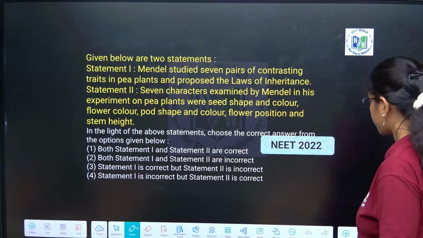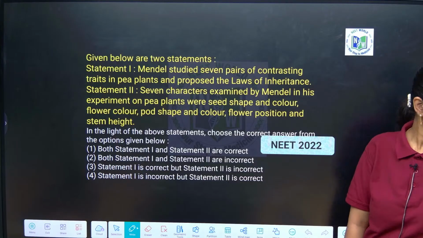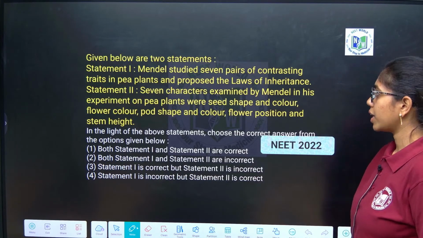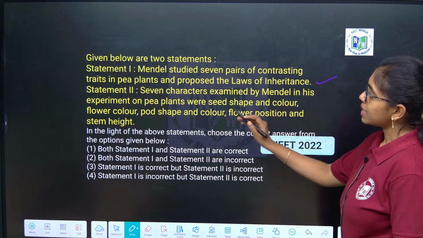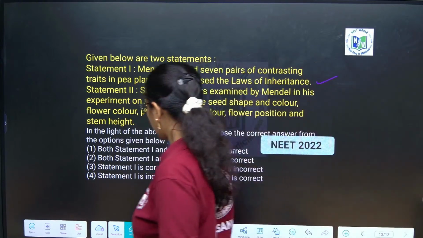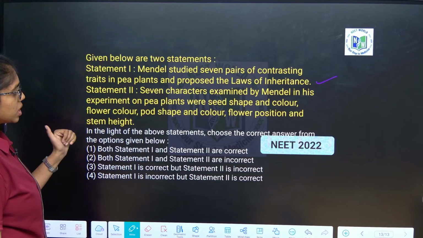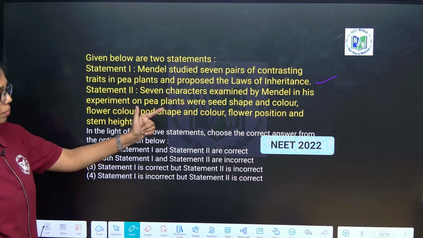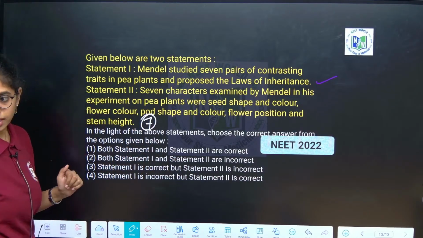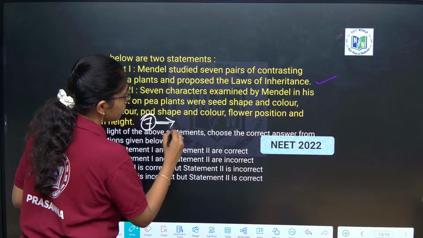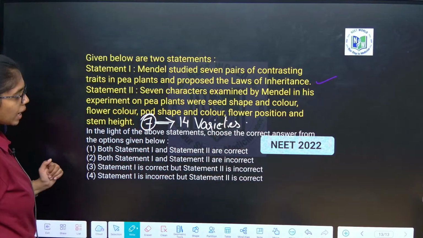NEET 2022. Last question. Mendel studied 7 pairs of contrasting traits in pea plant and proposed the laws of inheritance. Correct, right? 7 characters examined by Mendel in the experiment on pea plants were seed shape, seed color, flower color, pod shape, pod color, flower position and stem height. Correct only, right? All the 7 traits have how many varieties? 14 varieties. So here both the statements are correct.